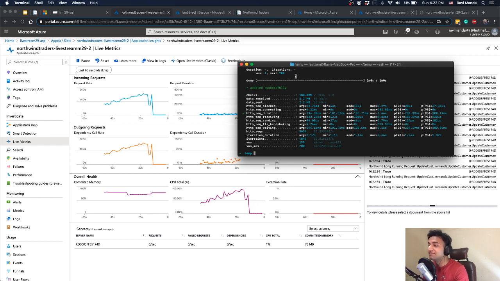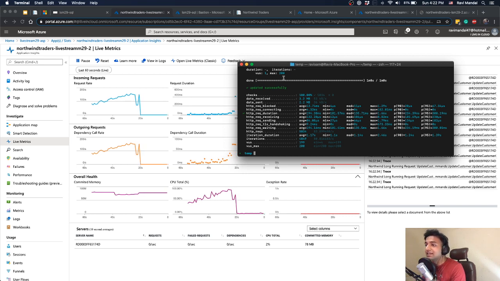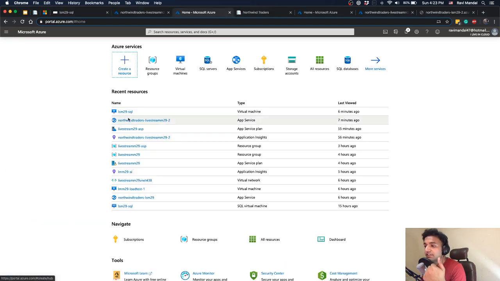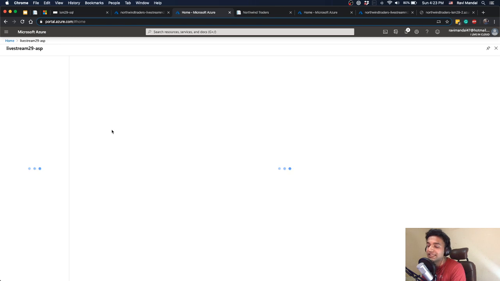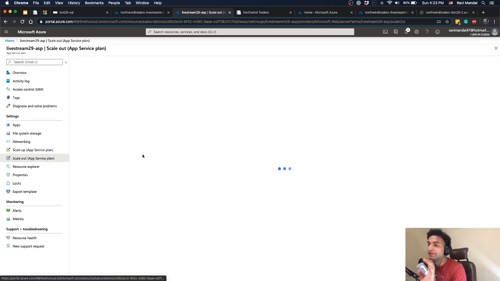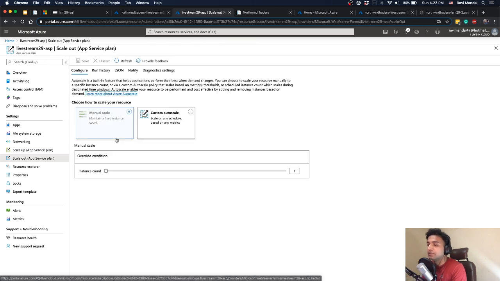But what happens if it is a regular load, and it clogs up the entire instance for 10, 15, or maybe 30 minutes? In that case, you'll have to go ahead and scale. For scaling, you have two options. The first is you can scale manually. The second option is you can scale automatically based on metrics.